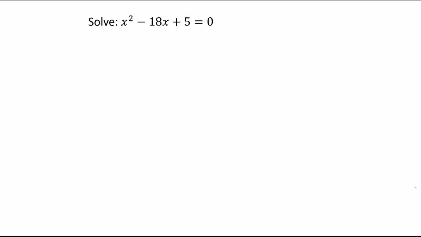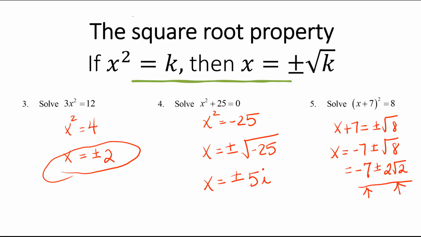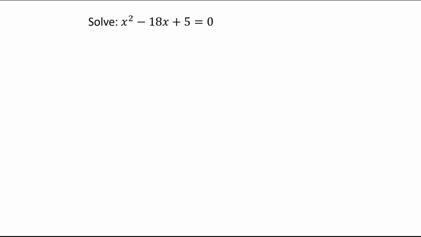So we have this quadratic, and we're going to solve it by completing the square. The reason we're going to do that is because we're going to use that square root property that we just talked about, where you have a perfect square on one side of the equation and a number on the other side, and take the square root on both sides. So that's why we want to complete the square. We want to get a perfect square on one side.